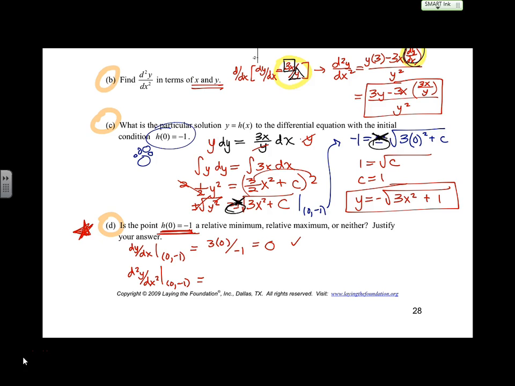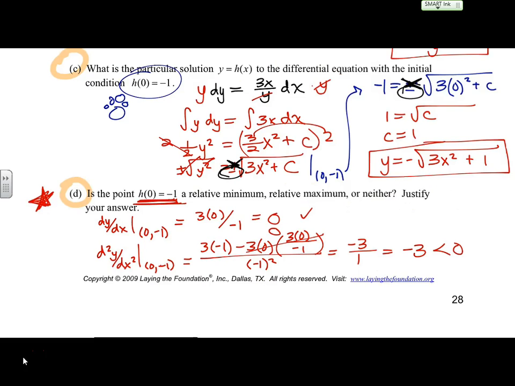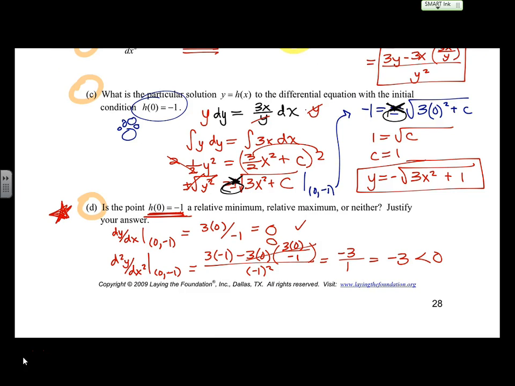Now plug the point into the second derivative, which I think you guys found up above, right? 3 times negative 1, using the second derivative from up here, minus 3 times 0 times 3 times 0, all over negative 1 squared. That's all just 0. All I care about is the sign. What can I say from the second derivative test? Since the first derivative is 0 and the second derivative is negative, it's a maximum. Exactly.